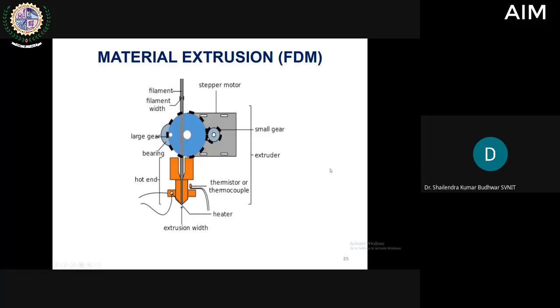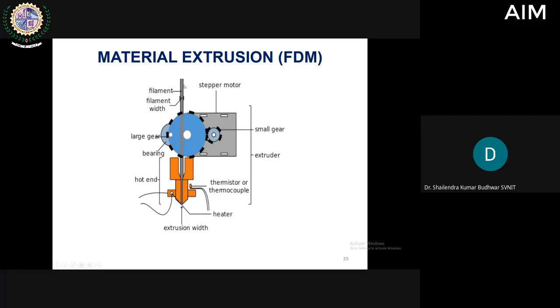Now next is material extrusion or fused deposition modeling, or it is also called fused filament fabrication. This technique is most widely used and it is very cheaply available. This machine is available at a very cheap price, maybe within 15,000-20,000. This FDM printer is available. So this technique is used for thermoplastic polymer materials that come in filament form.